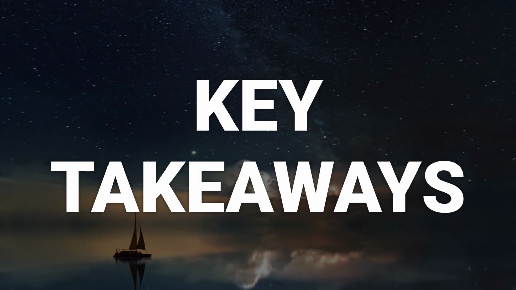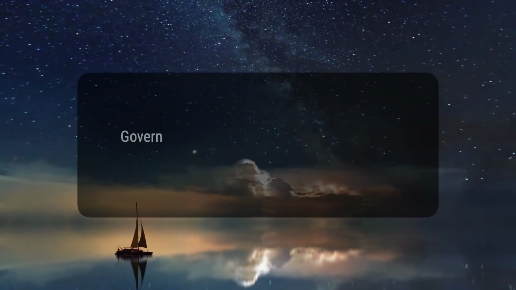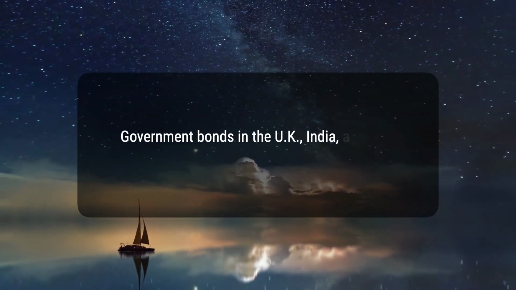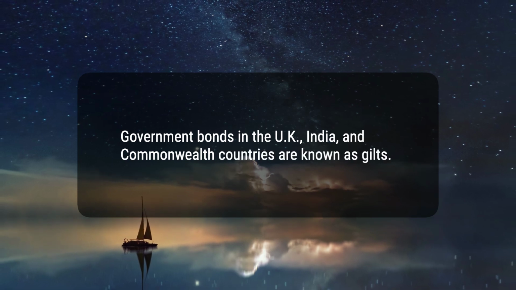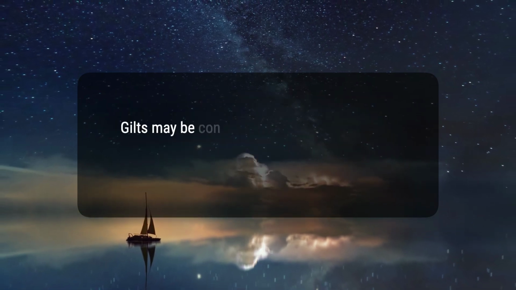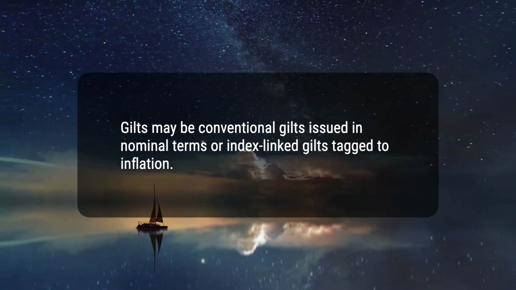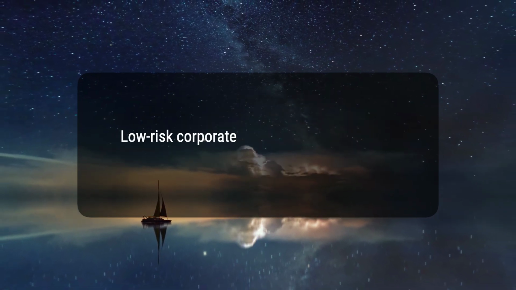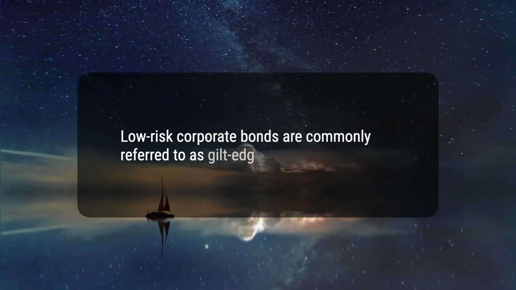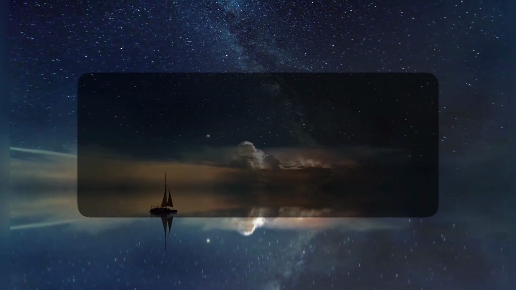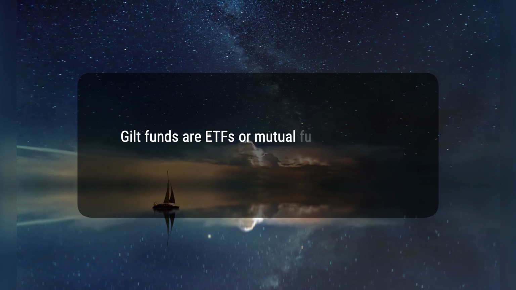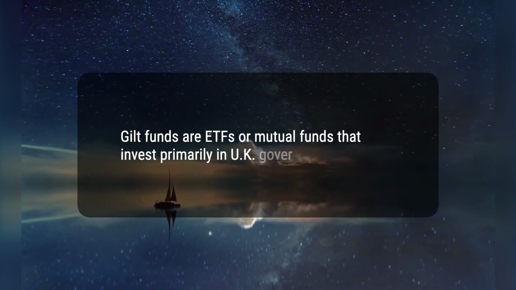Here are 4 key takeaways. 1. Government bonds in the UK, India, and Commonwealth countries are known as gilts. 2. Gilts may be conventional gilts issued in nominal terms or index-linked gilts tagged to inflation. 3. Low-risk corporate bonds are commonly referred to as gilt-edged securities. 4. Gilt funds are ETFs or mutual funds that invest primarily in UK government bonds.